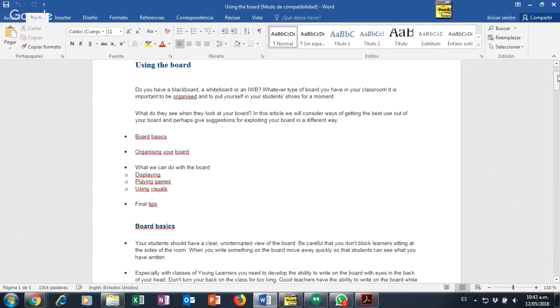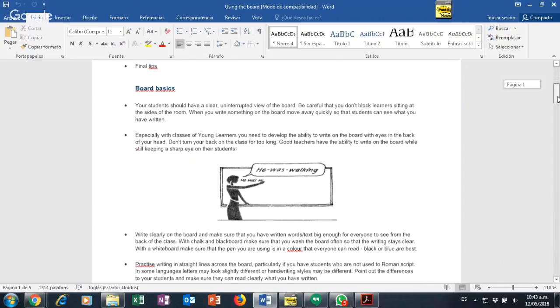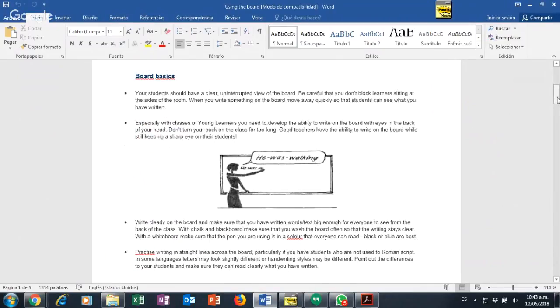They gave us how many points to look at? Four: board basics, organizing your board, what you can do with the board, and final tips. Okay. Let's start with board basics. Adriana, what did you get from that? Well, you have to move quickly when you write something. Another point is that it can be free if you develop the ability to write and still watch your students. That's how we learn. That's the best one.